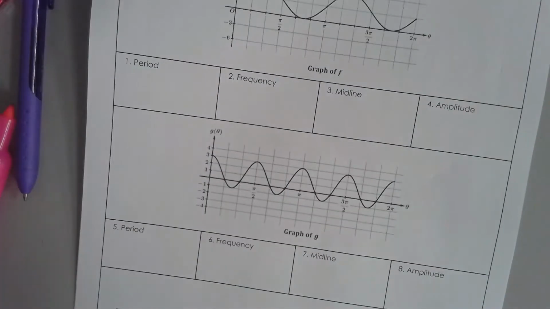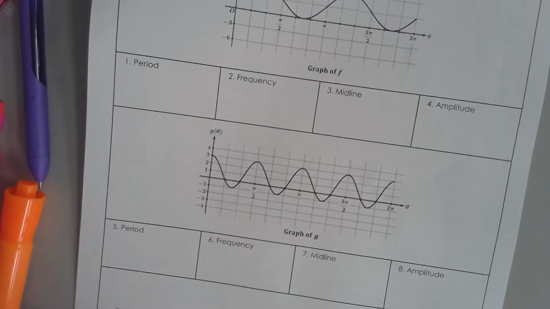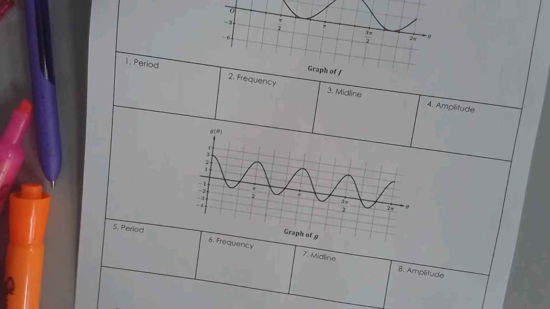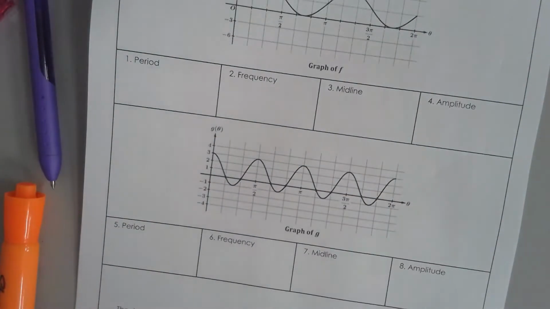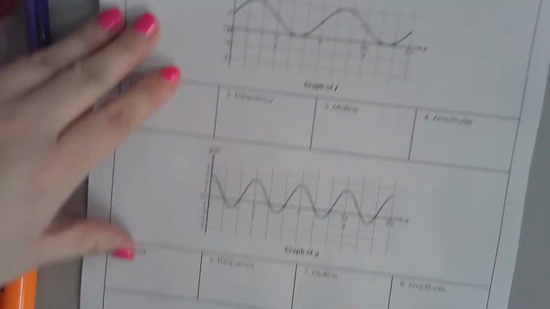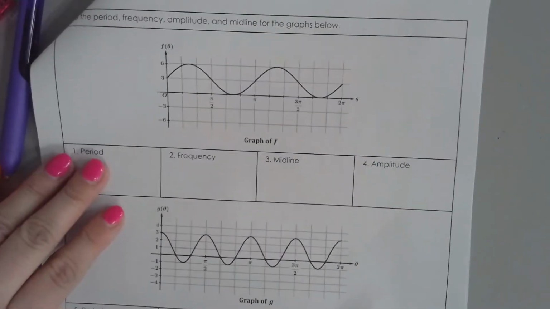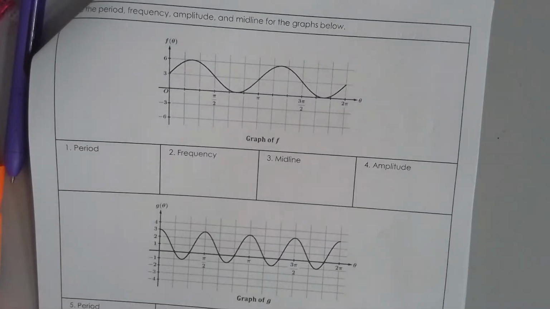So now let's look at some graphs, and we're going to figure out all of these parts. We have not actually talked about specific transformations, but different transformations can shift it up, down, stretch it out. Like this one looks more stretched, whereas this one looks pushed together more. For right now, we're just going to pull out period, frequency, midline, and amplitude.